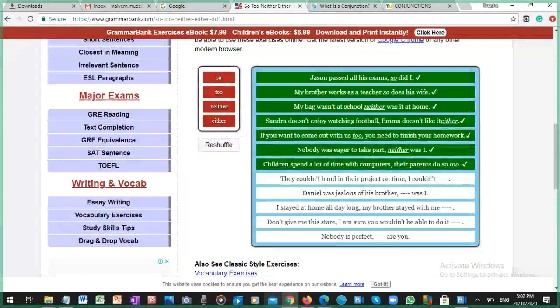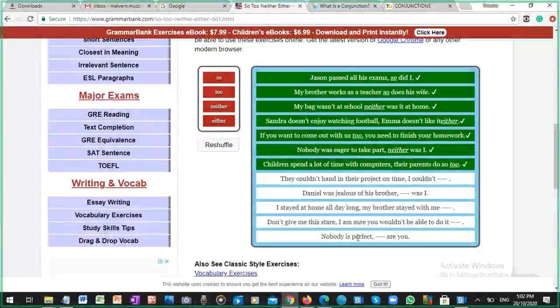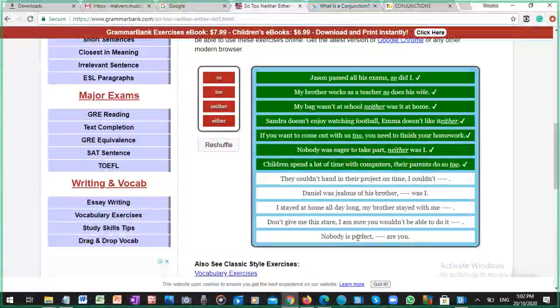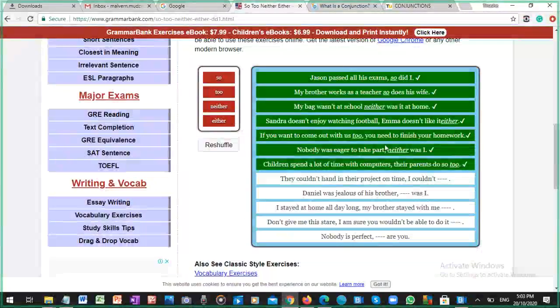Okay. All right, let's try one more, the last one, then we'll continue. Tomorrow we'll do more conjunctions. I'll try to look for easy ones. Is that okay? Okay, teacher. But let's try this last one. I want you to look at this one and the correct answer over here, right? Nobody was eager to take part, neither was I.